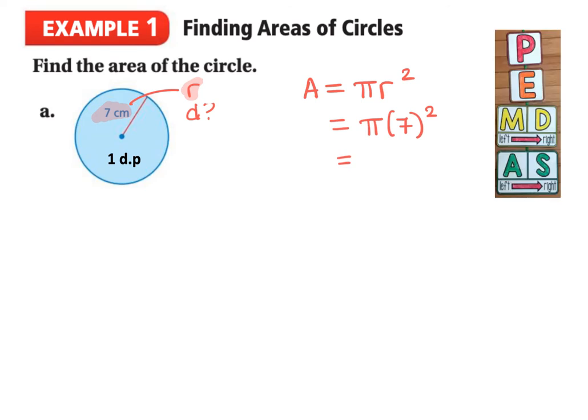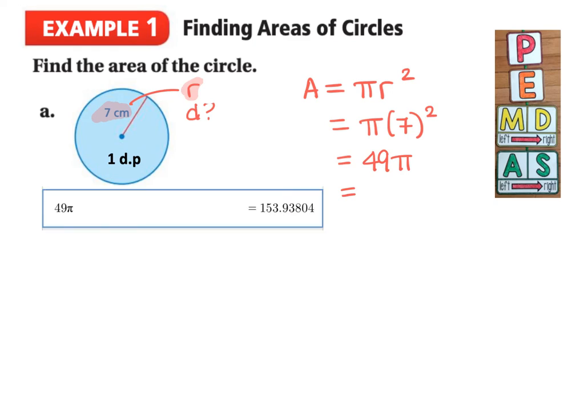So we have to do 7 squared, and 7 squared is 49. So now we have 49 pi. And we can now use our calculator to figure out what 49 pi is. And the question's saying to round to 1 decimal place. So when we put 49 pi into the calculator, we get 153.93804. And rounding to 1 decimal place then, we get 153.9.